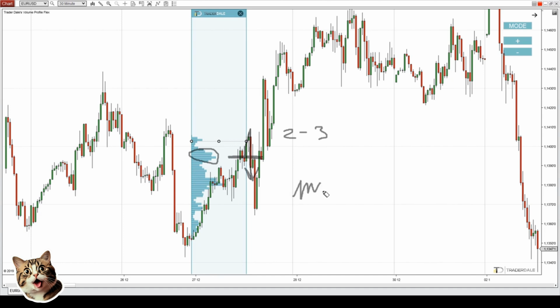What I want to see is a level created, then some price action above it, like 2 or 3 30-minute candles, which means that the higher prices get accepted, that the market sees this as a fair value, and afterwards, when the price tests the level, then it's ready to go.